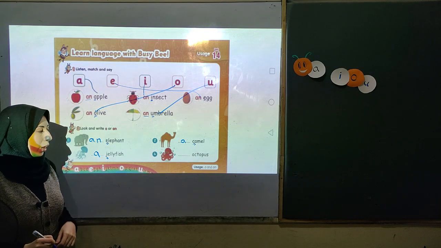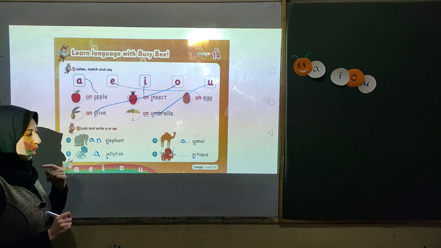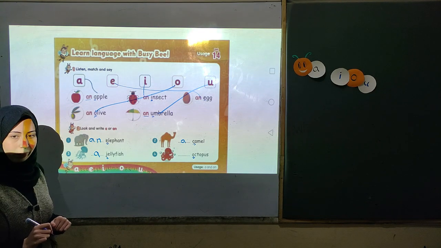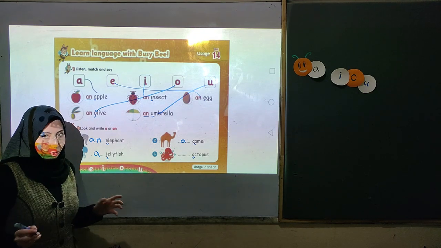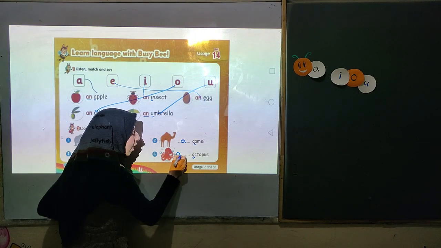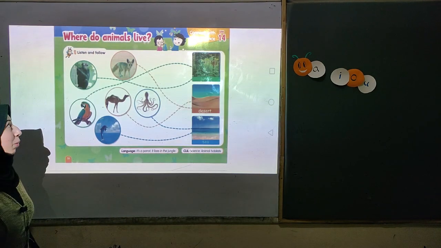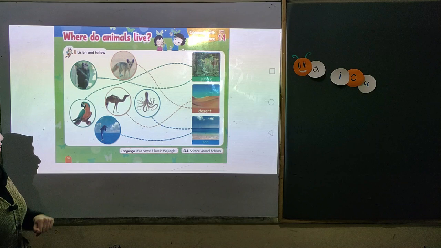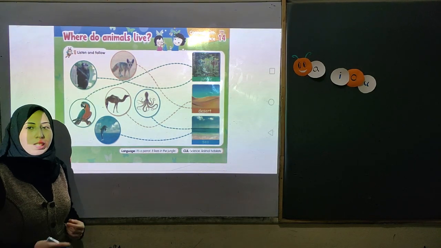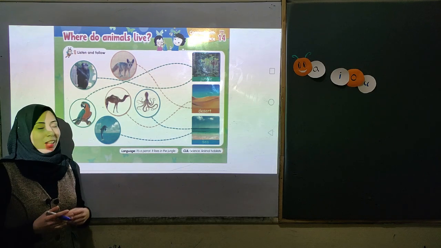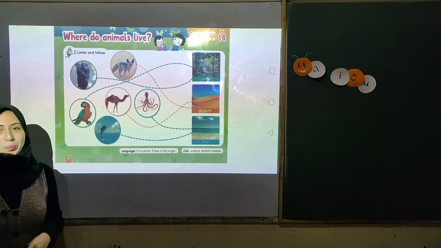Octopus. It's a vowel sound for sure. So I will use an octopus. An octopus. Now we will learn about where do animals live. Where do animals live? يعني ايه الكلام ده؟ يعني دلوقتي احنا هنتعلم عن فين الحيوانات. كل حيوان من الحيوانات اللي قدامنا ديت هنتعلم هو بيعيش فين.